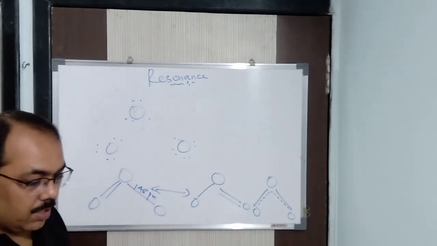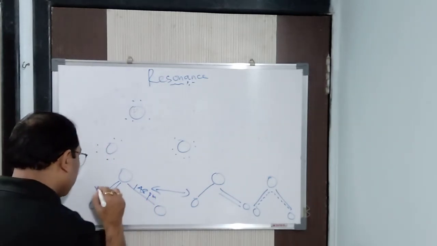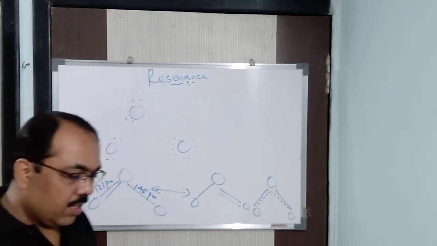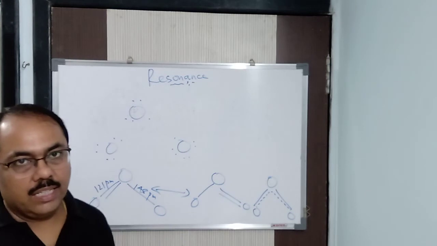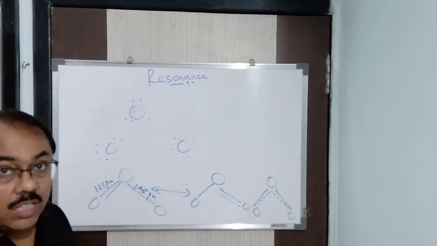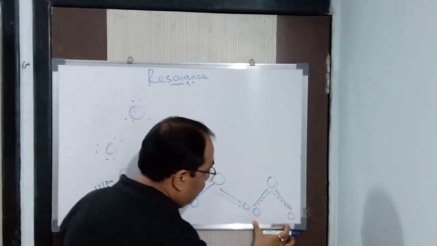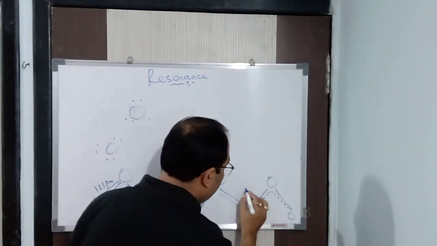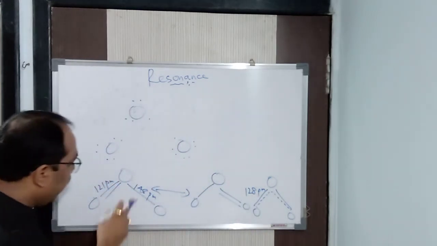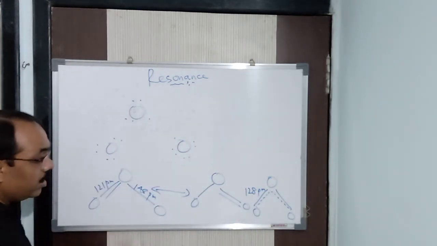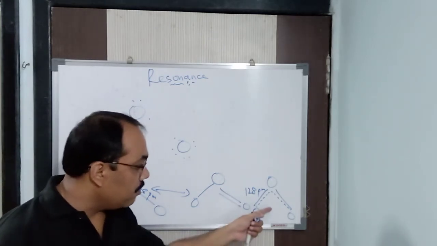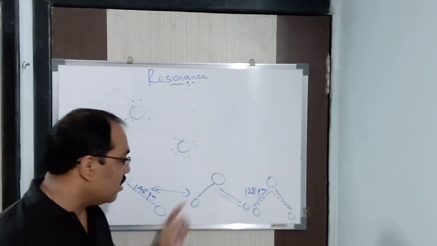And the oxygen-oxygen double bond is 121 picometer, because a double bond means it will be slightly less. But practically, it is neither 121 nor 148. It lies in between. In this resonance hybrid, the bond length lies in between. How much is it? It is 128 picometer. So 128 lies in between 148 and 121. That's what I said: the resonance hybrid lies in between these two canonical structures.